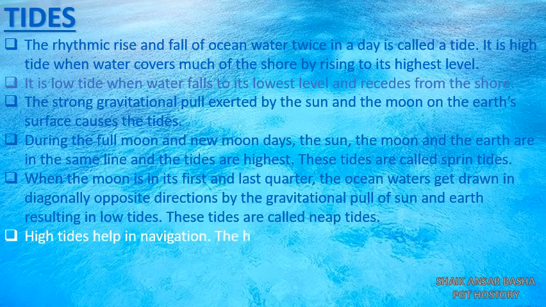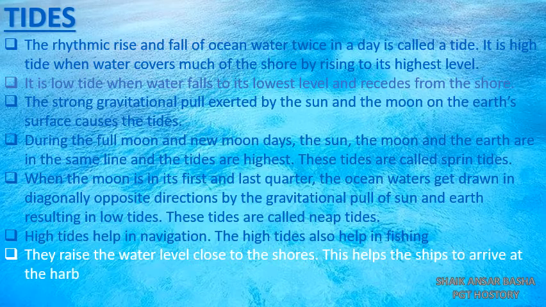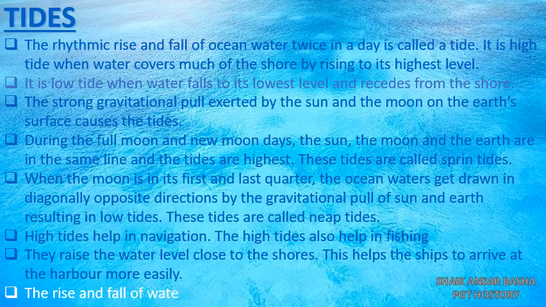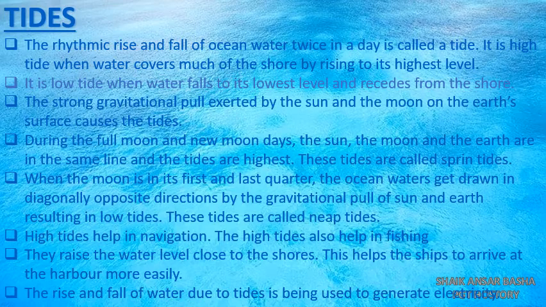High tides help in navigation. There are so many uses of high tides, and they help in fishing, they help in navigation. They raise the water level close to the shore. This helps the ships to arrive at the harbor more easily. The rise and fall of water due to tides is being used to generate electricity also. This way, the high tides are very useful to us in our day-to-day lives.